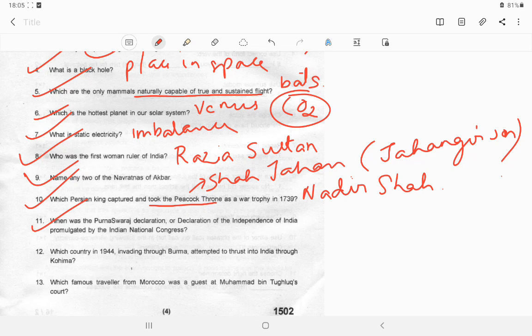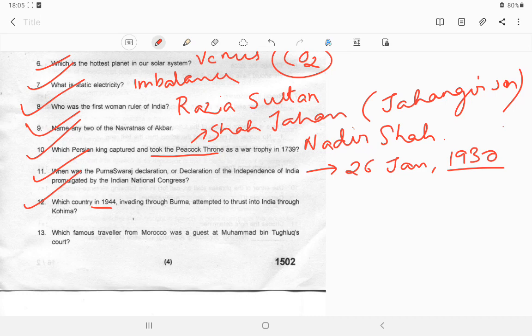Next, when was Purna Swaraj, or the Declaration of Independence of India, promulgated by the Indian National Congress? It is on 26th of January 1930. Next, in 1944, which country, in 1940, invading through Burma, attempted to thrust into India through Kohima?